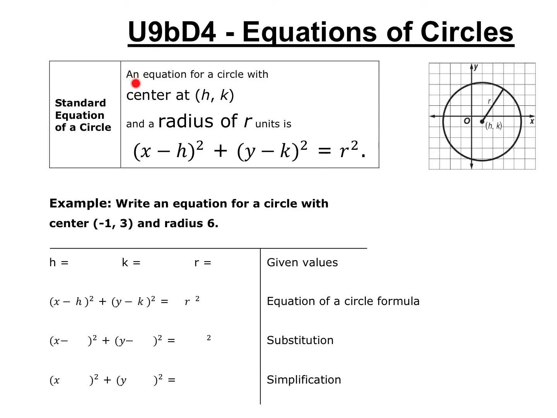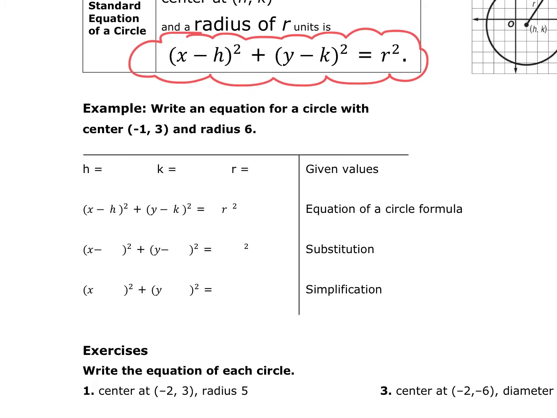An equation for a circle with center at (h, k) and a radius of r is (x − h)² + (y − k)² = r². So (h, k) is our center, r is the radius, and this is how we put it in our formula. Let's keep in mind the formula and we'll do an example here.